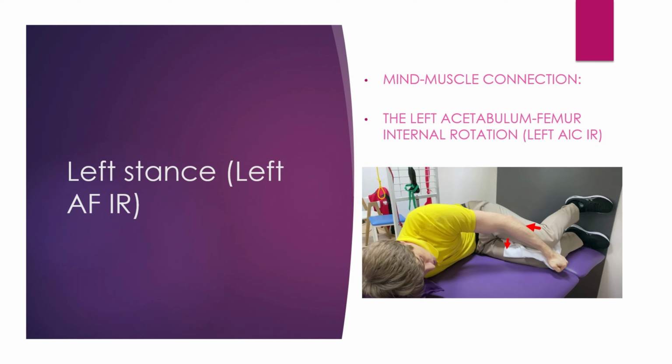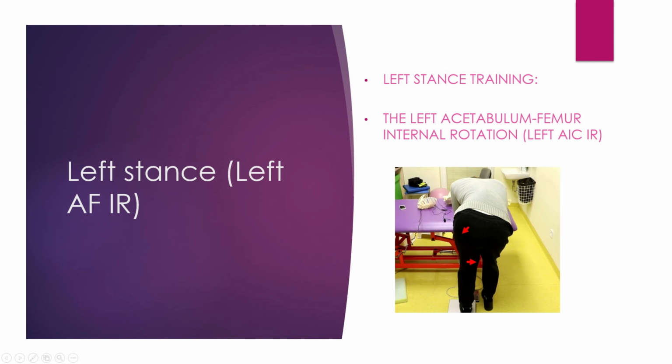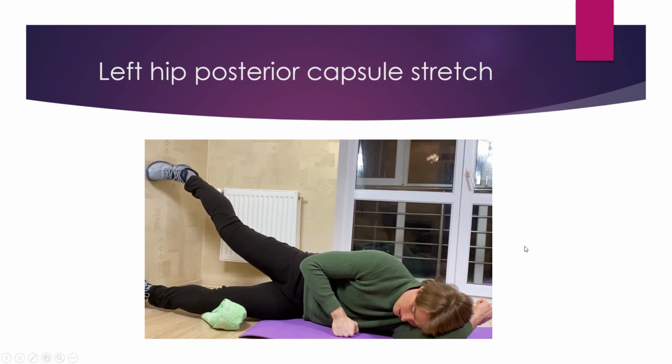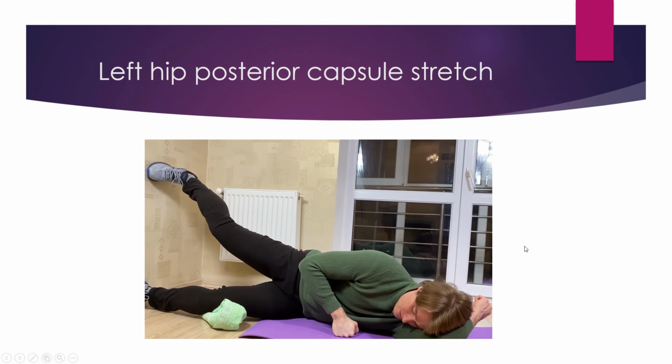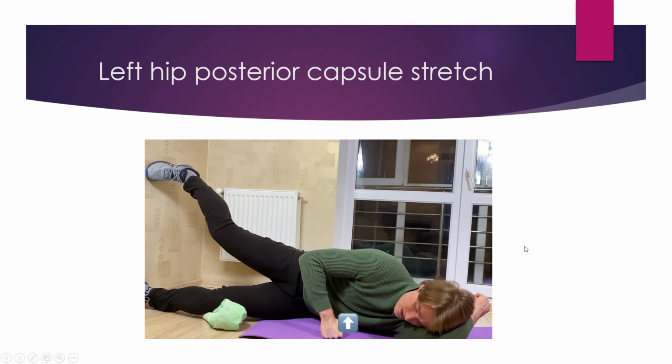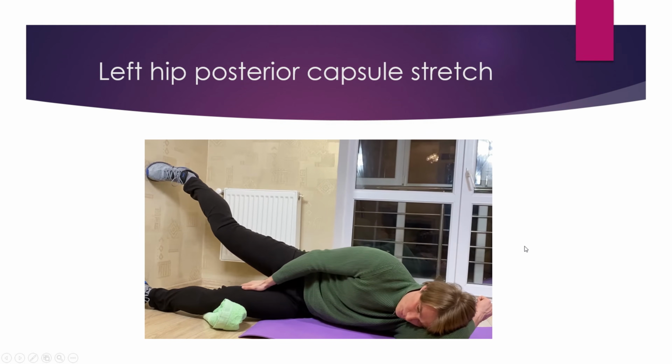This involves a significant amount of left femur internal rotation and adduction inside the hip socket, so you can rebuild the anatomically correct left stance. Sometimes it's necessary to open up the posterior capsule of the left hip joint, because when you have been too long in that pattern, this capsule gets tight. Without opening it, you will not be able to achieve a correct left stance, only a compensatory one.